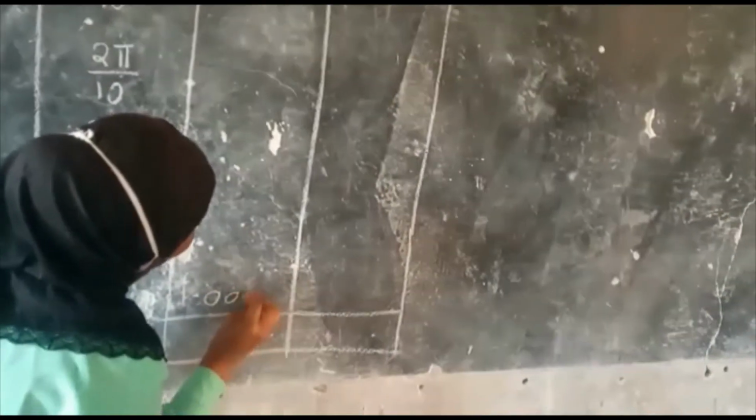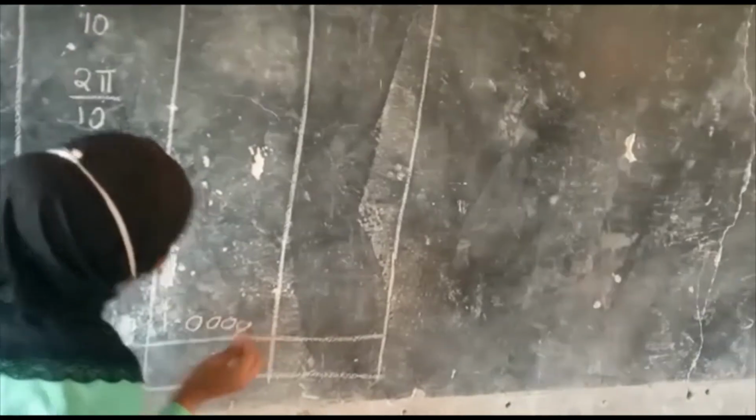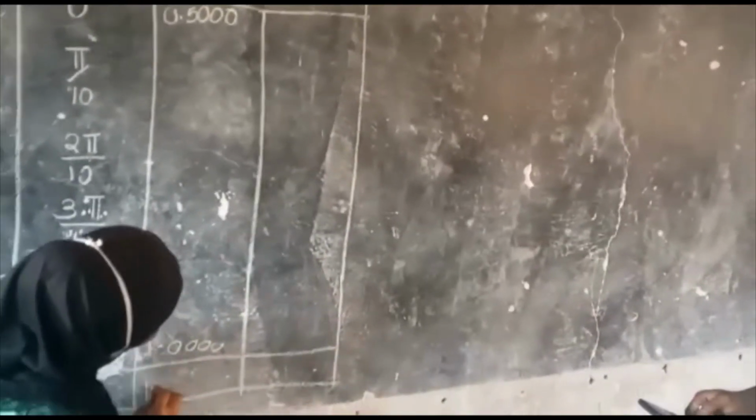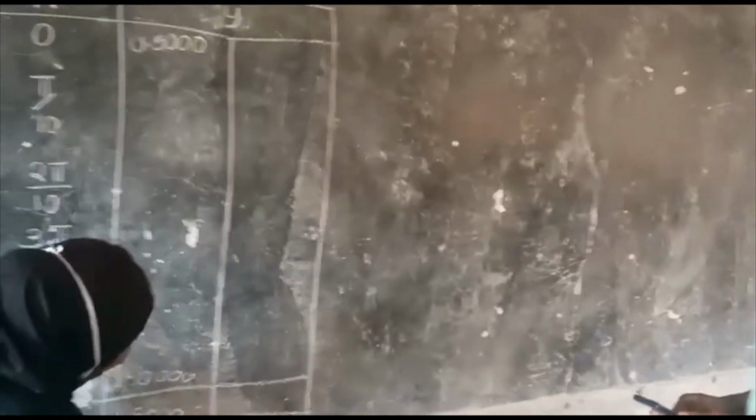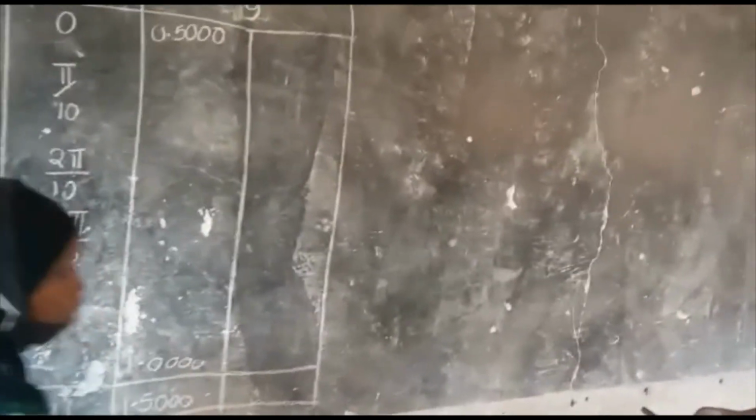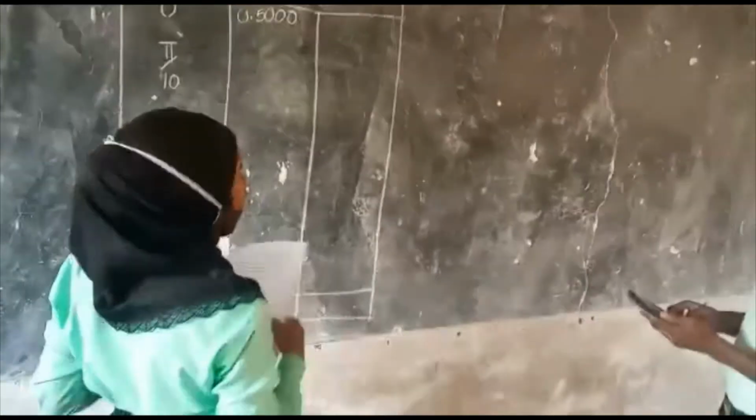Here we have 1.00000. Then we add them up because they're the only ones that are not repeating. We shall have 1.50. Then we put this function, and we're going to write the remaining values here.